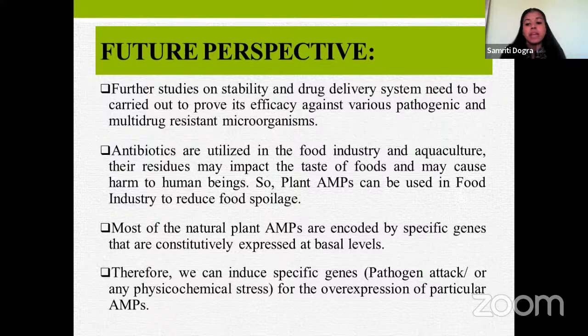Most of the natural plant AMPs are encoded by specific genes that are constantly expressed at the basal level. Therefore, we can induce those specific genes, either by pathogen attack or by applying some physicochemical stress, for the overproduction of the particular AMP which we want to produce, so that we can extract it and use it as a drug.